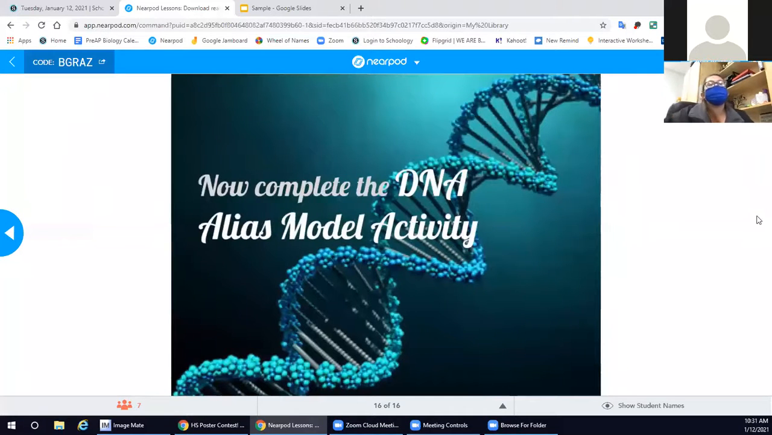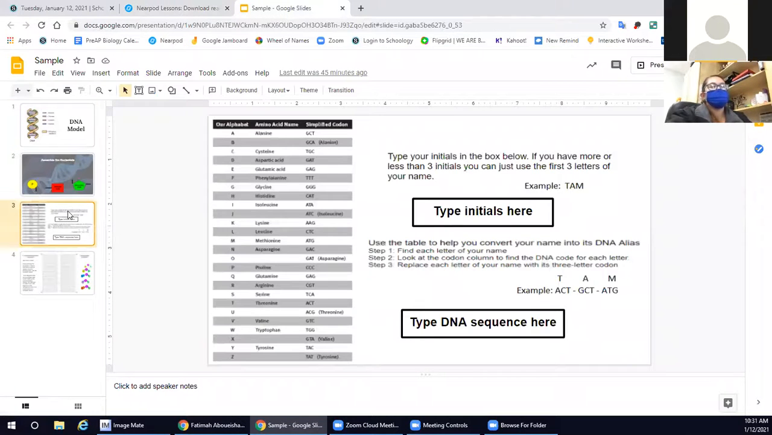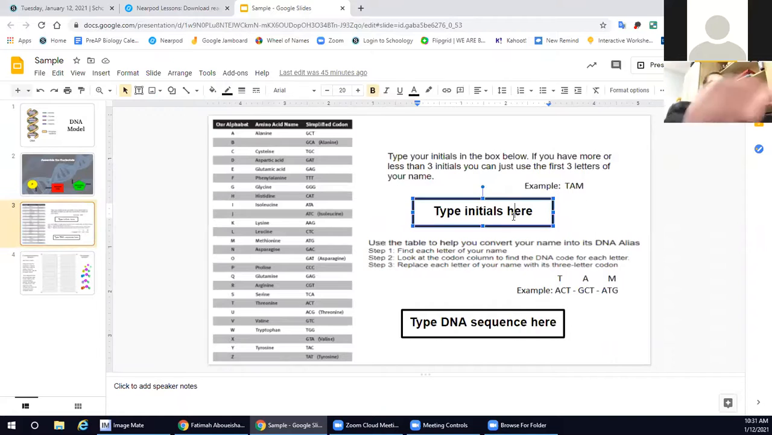All right, so now we're gonna do the DNA alias model activity. I promise you it's not that hard. The hardest part is probably matching them up correctly. So we're gonna type your initials in the box below. If you have more or less than 3 initials, you can just use the first 3 letters of your name. My initials are VAT.